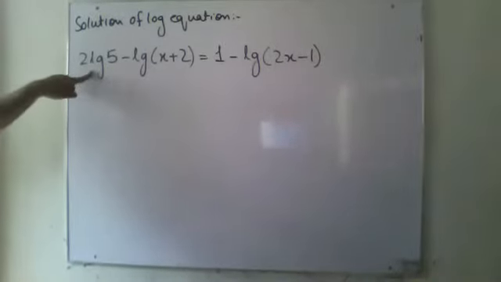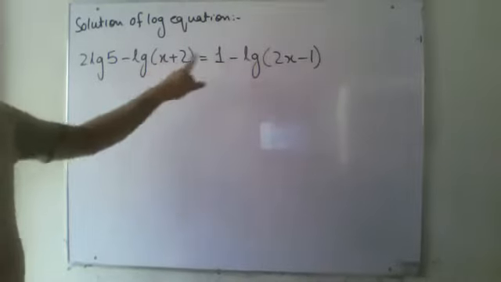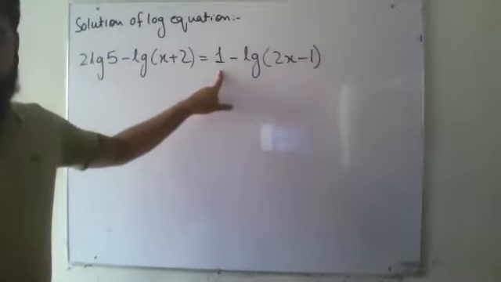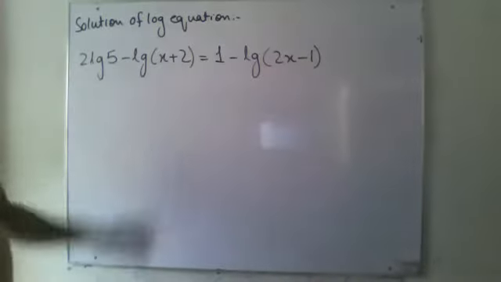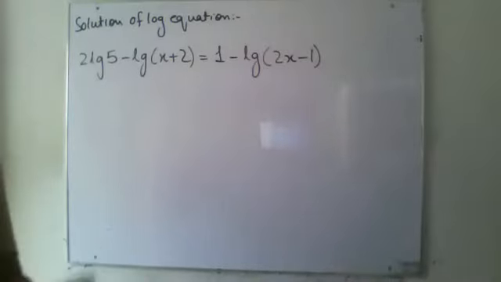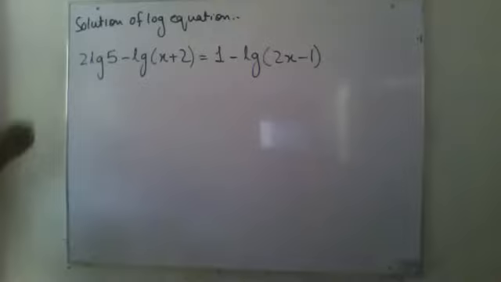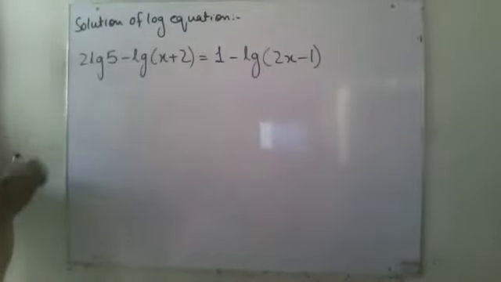In this term, lg is there. In this term, lg is there. In this term, there is no lg. In this term, lg is there. So out of 4, 3 terms have got lg. One is missing lg, so I have to bring log there also. How will I bring it? First of all, this 2 is written before the log. I will shift it.